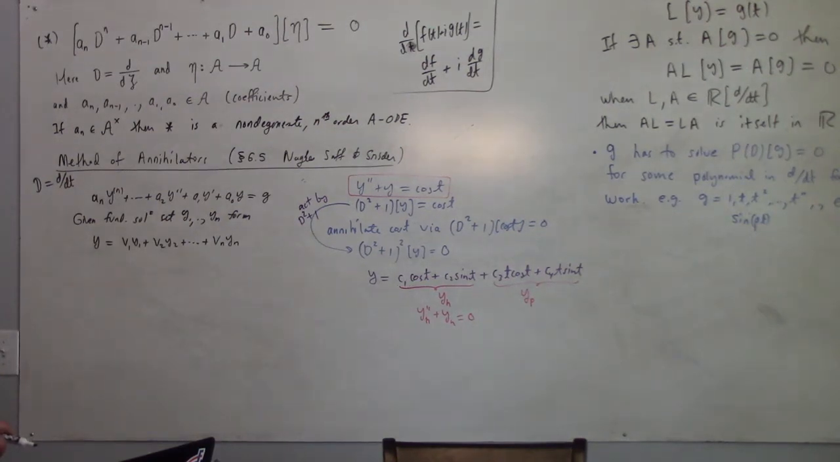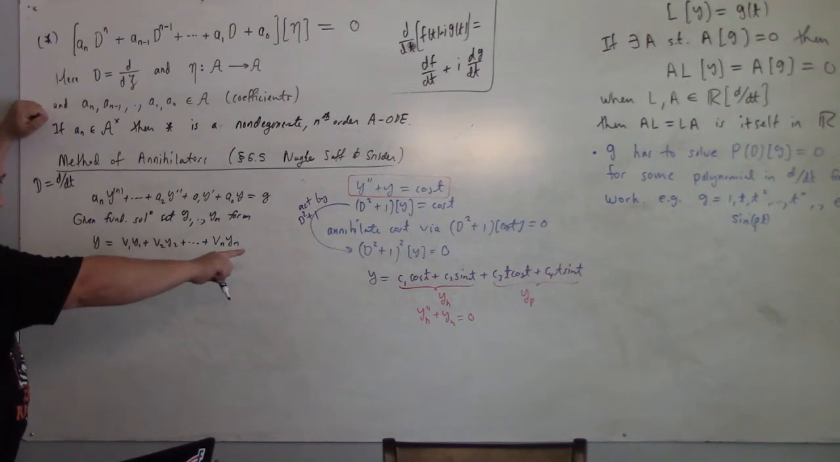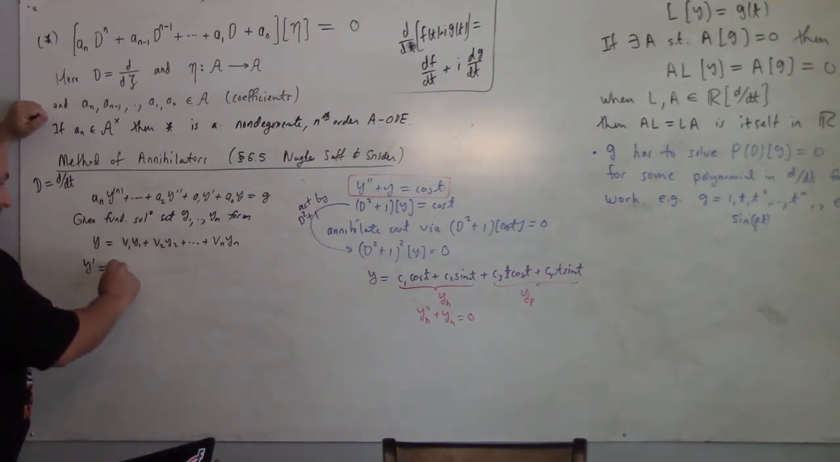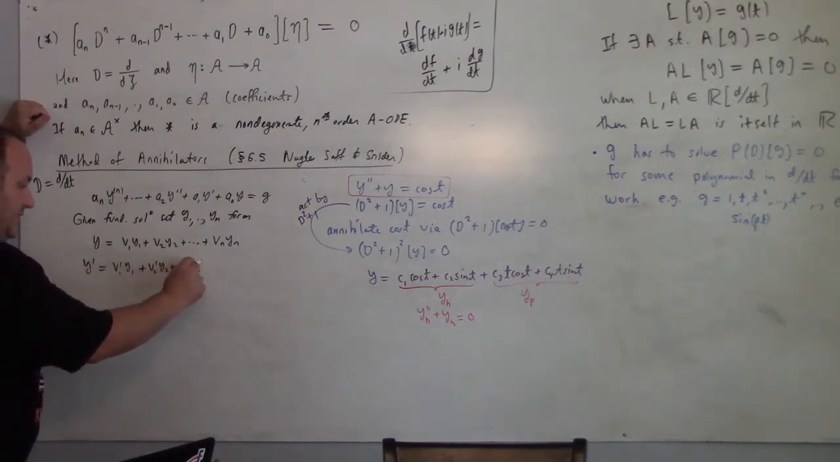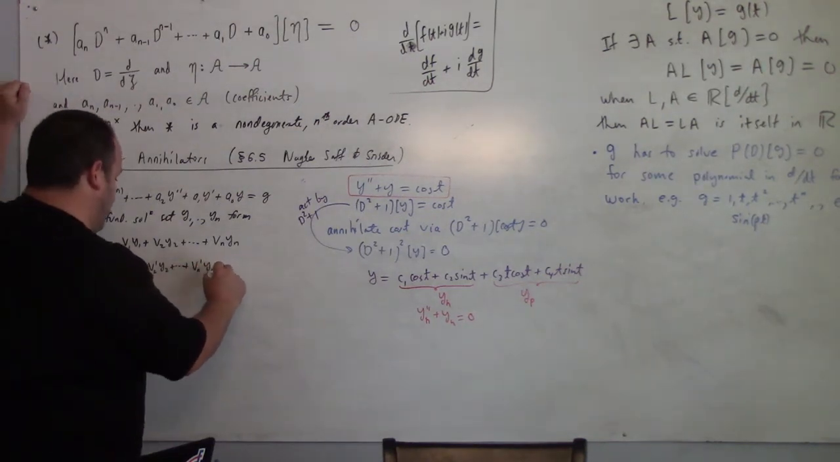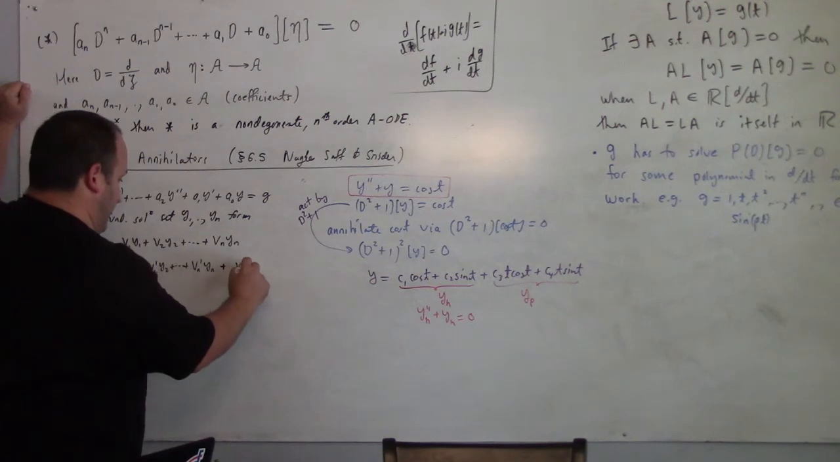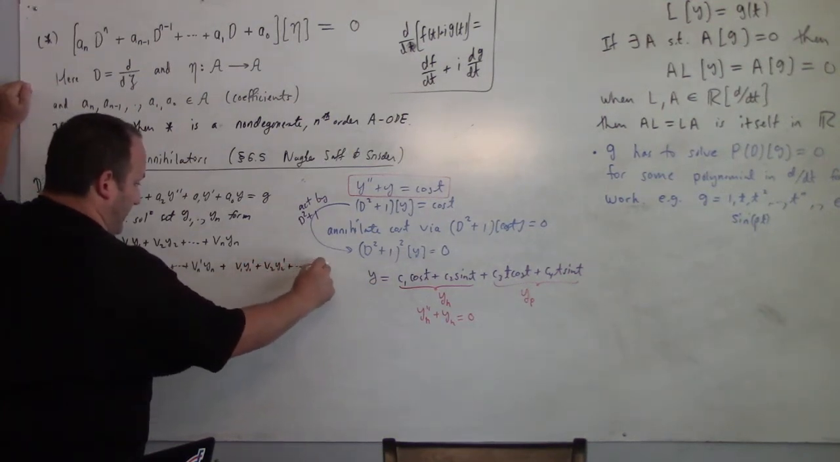So here's what's done. You differentiate this, and using the product rule n-fold, you get y' = v1' y1 + v2' y2 + ... + vn' yn, plus v1 y1' + v2 y2' + ... + vn yn'.